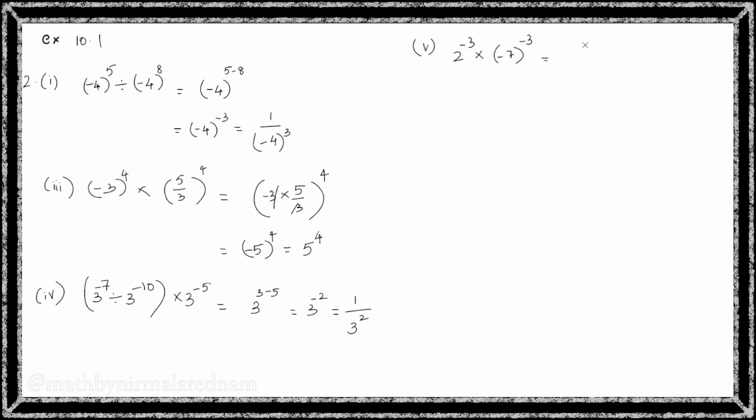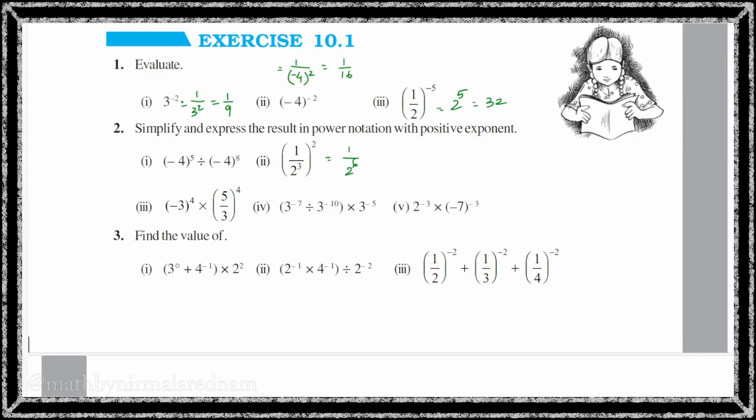So the exponent is common, bring the bases under the same bracket, minus 3. This is nothing but minus 1/4 power minus 3. I want a positive exponent. I don't mind a negative base, but my exponent has to be positive according to the question. So that is your second question. All done. Let's look at the third question.